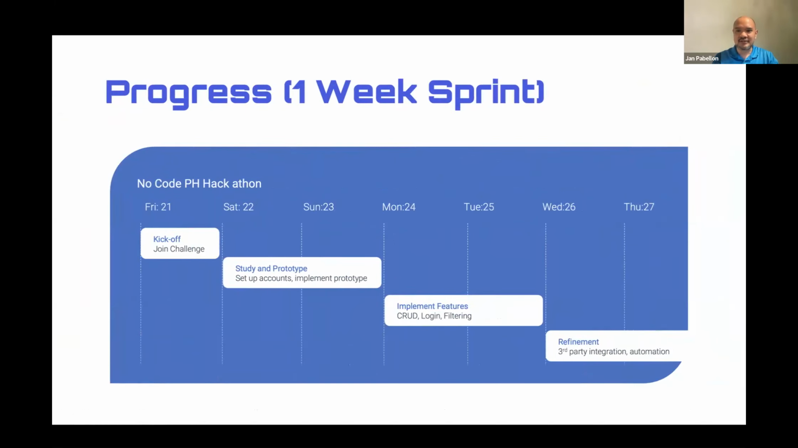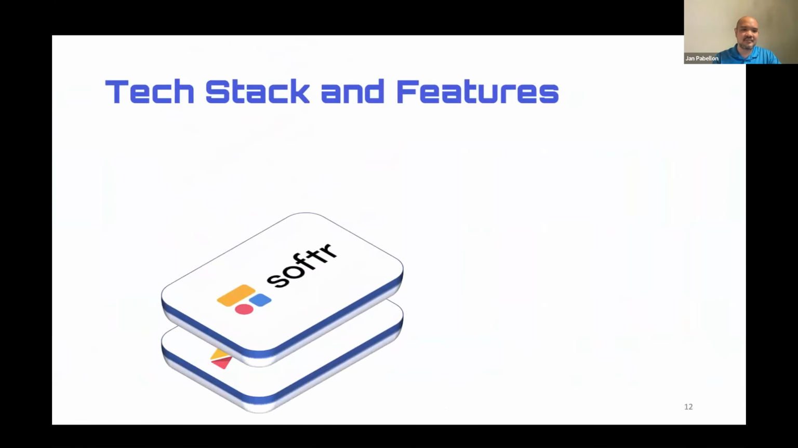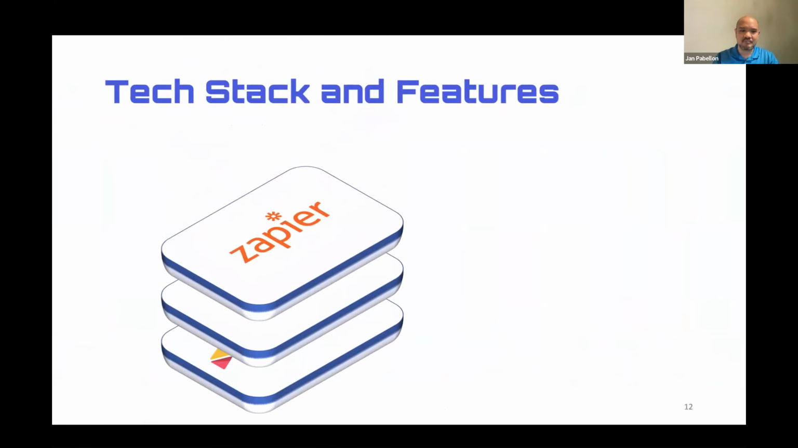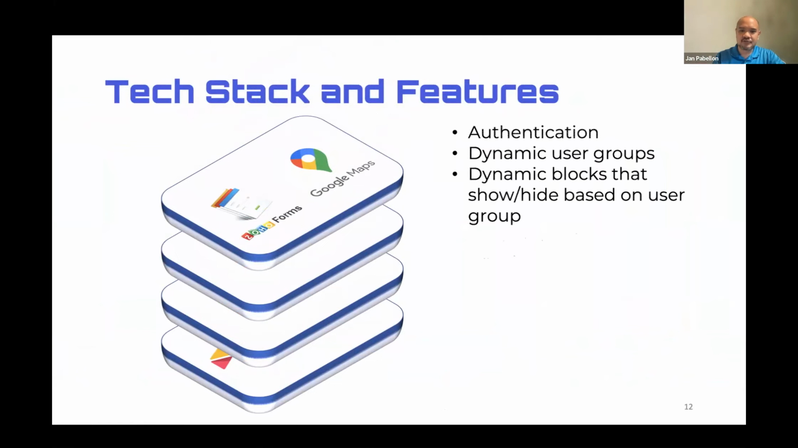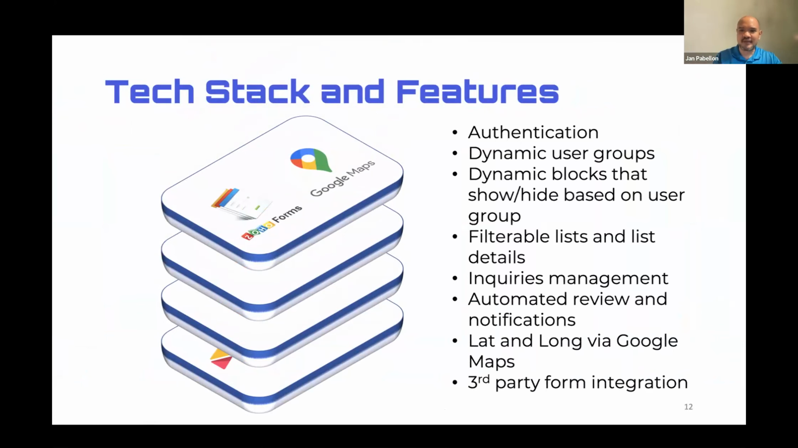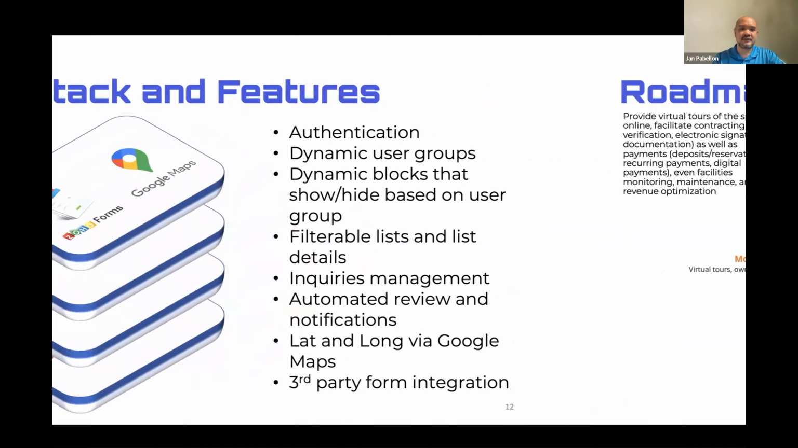A bit on the progress. We built this in one week. Since Friday, I learned Softr over the weekend and built the functionality over the past week. Tech stack, very quickly: the backend is Airtable, built on Softr, with Zapier to build the integration with services like Google Maps to do the geocoding to get the latitude and longitude, and Zoho Forms to populate the data. Just a little bit of custom code to make some of the stuff dynamic, as you saw, the inquiries and the profiling. Things change based on the profile of the user, so a little bit of custom code was needed.